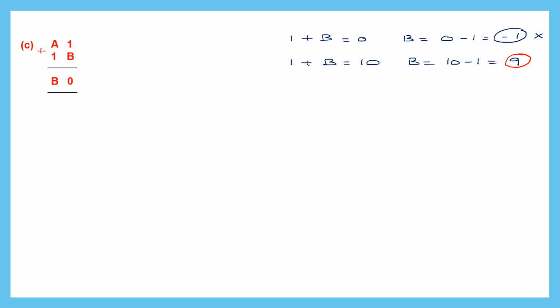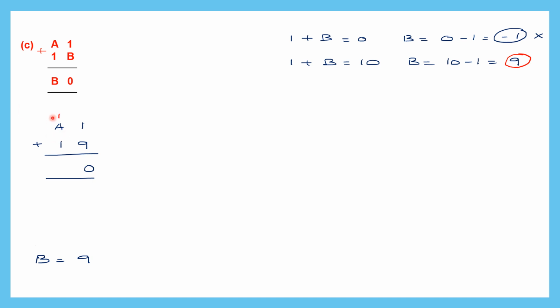So we can write that. We have found the value of B. B is equal to 9. Now we can find the value of A by substituting. So let's write that A, and then we have 1 plus 1B. Now in the place of B, let's write the value of B, which is 9. So now let's add it up. 1 plus 9 is 10. So we carry 1 here.